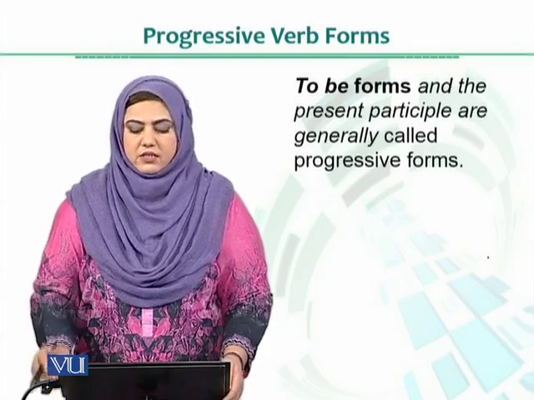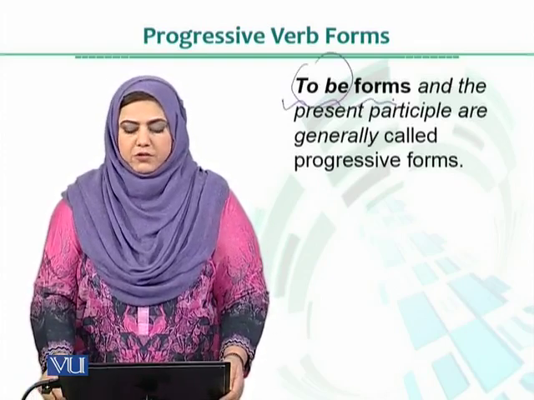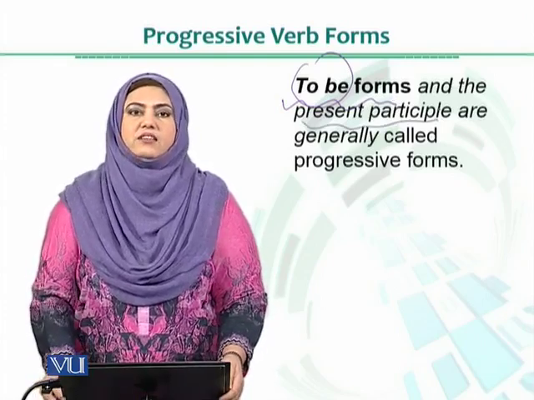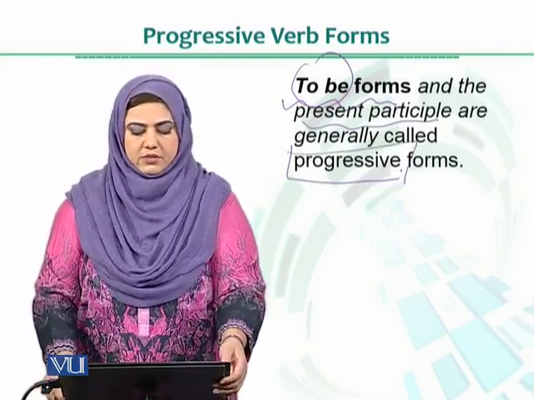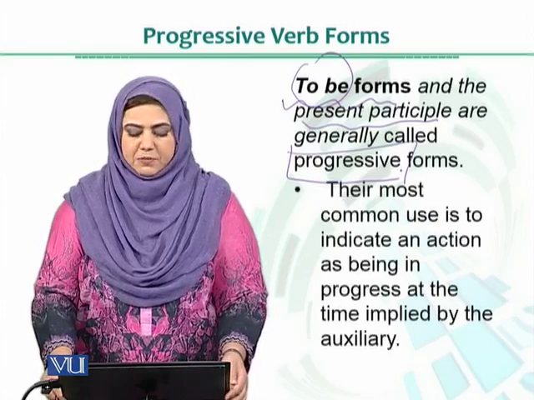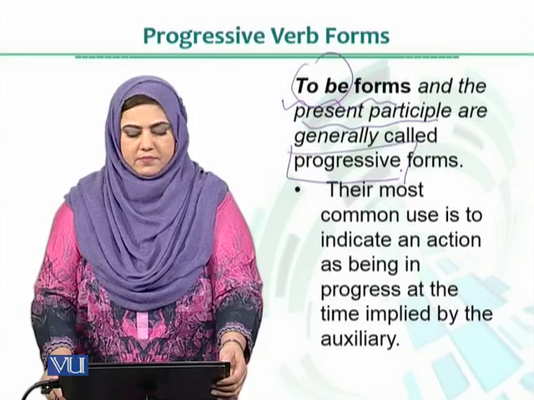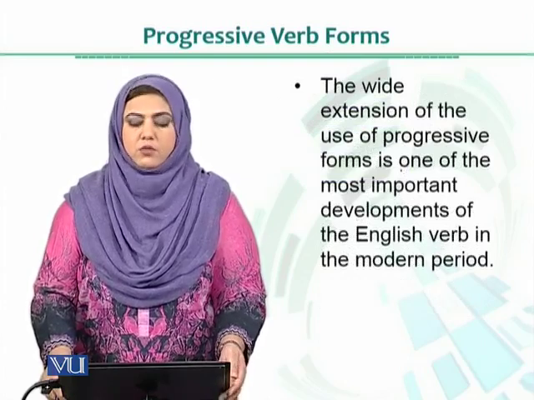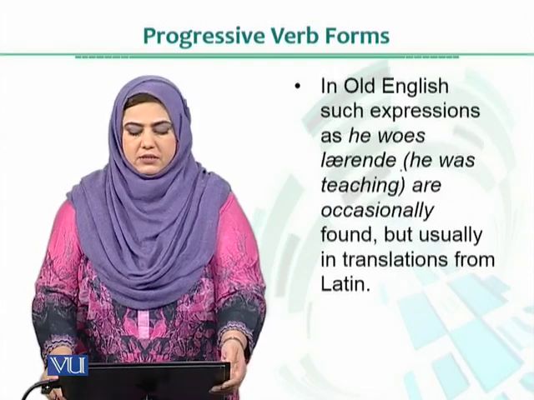Well, my dear students, let us now focus on the to be forms. To be forms and the present participle, both of these are generally called what we are right now going to talk about, progressive forms. Their most common use is to indicate an action as being in progress at the time implied by the auxiliary. The wide extension of the use of progressive forms is one of the most important developments of the English verb during the early modern period.